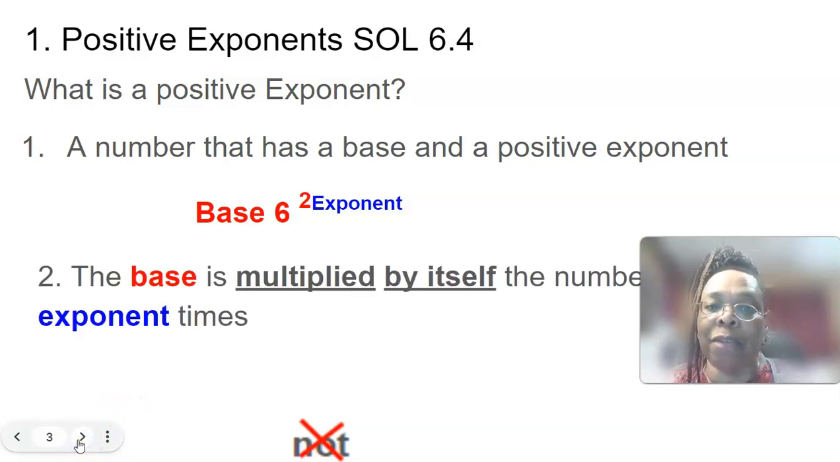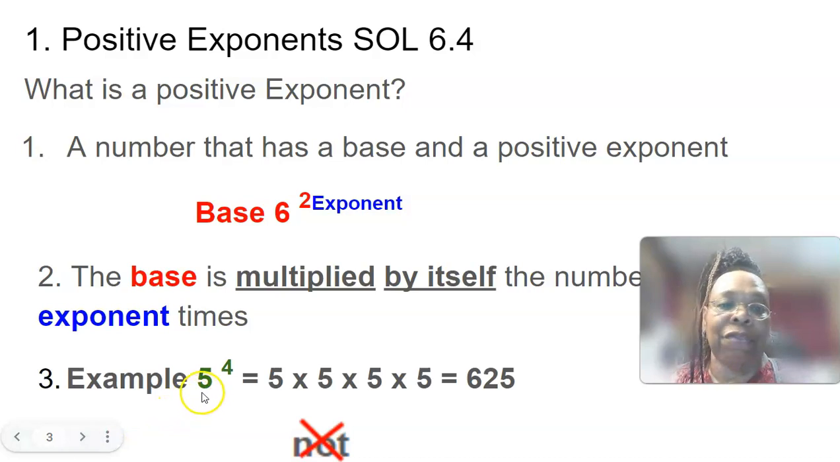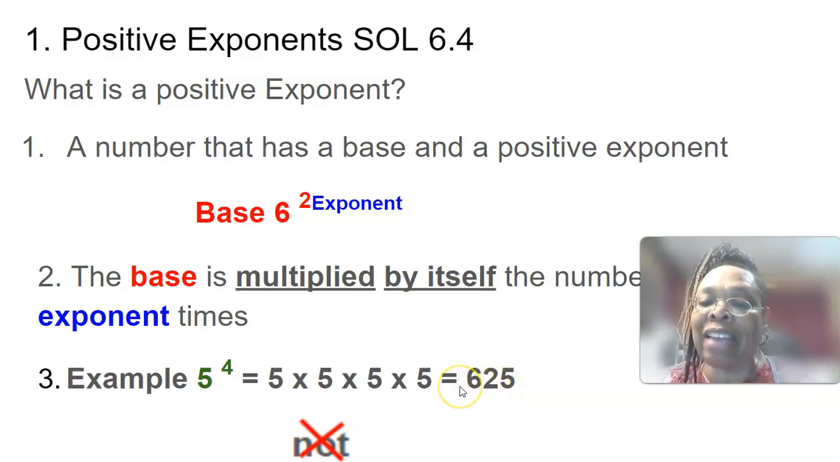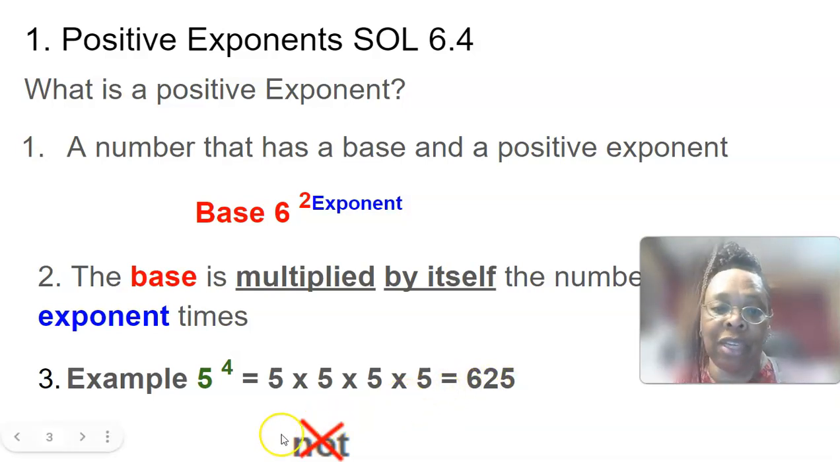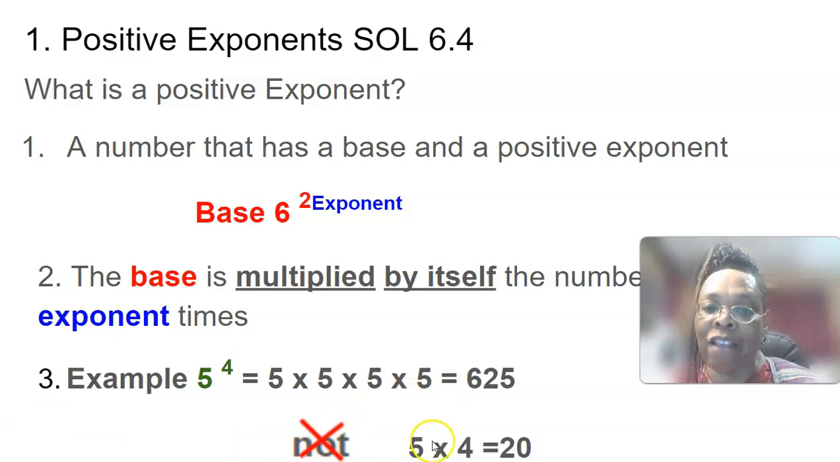And what does that mean? It means the base 6 is multiplied by itself the number of times of the exponent. That's how many times 6 is multiplied. For instance, 5 to the 4th power is equal to 5 times 5 times 5 times 5. Notice four 5s multiplied by itself, and that's equal to 625. It's exponentially large. It is not 5 times 4 equals 20.